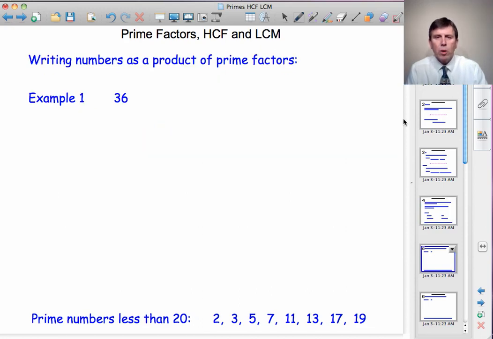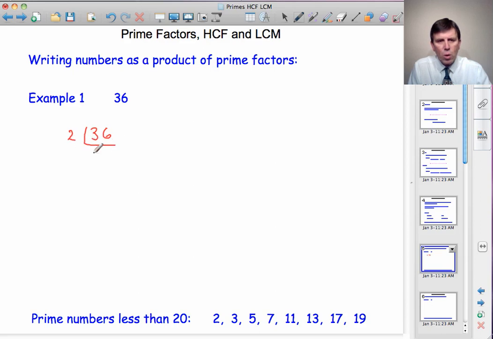Example 1. We're going to write 36 as the product of its prime factors, prime numbers multiplied together. And the way we do it is we divide 36 by prime numbers, and we start with the smallest, 2. And the reason we start with 2 is because 36 is even. I know I can start with 2. So 36 divided by 2.